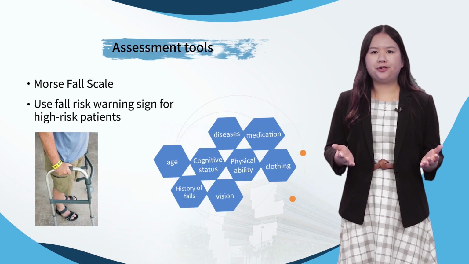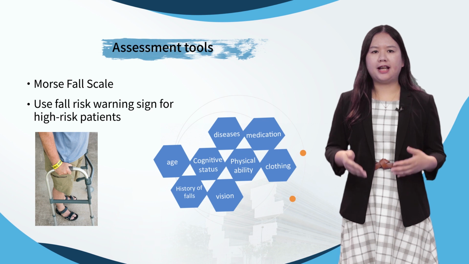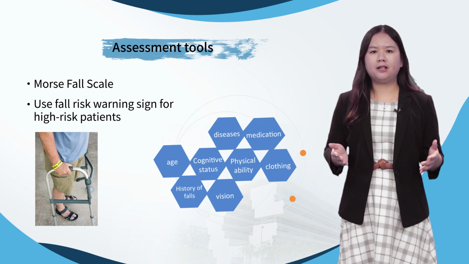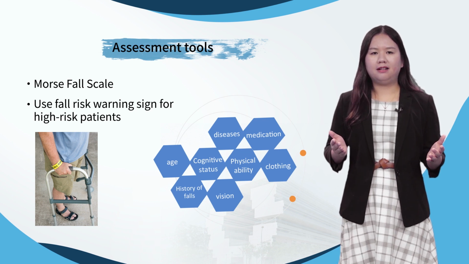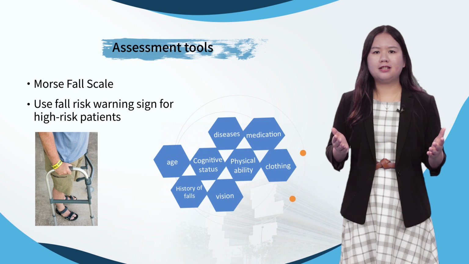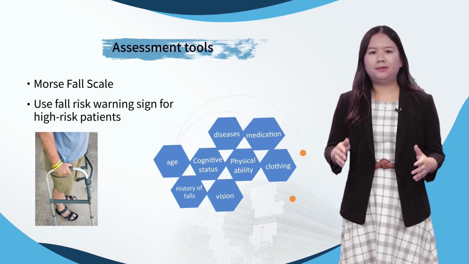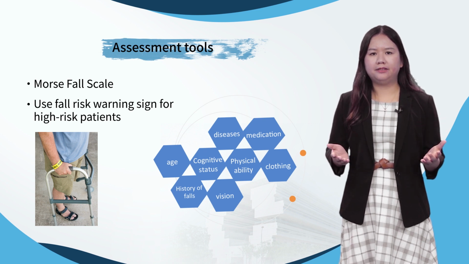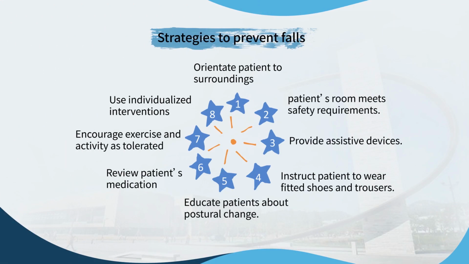For high-risk patients, we can use fall risk alerts, such as patient ID wristbands of a specific color or special alert cards at bedside. We should identify specific fall prevention strategies and develop an individualized care plan. Now, let's list the strategies. We will talk about them one by one.